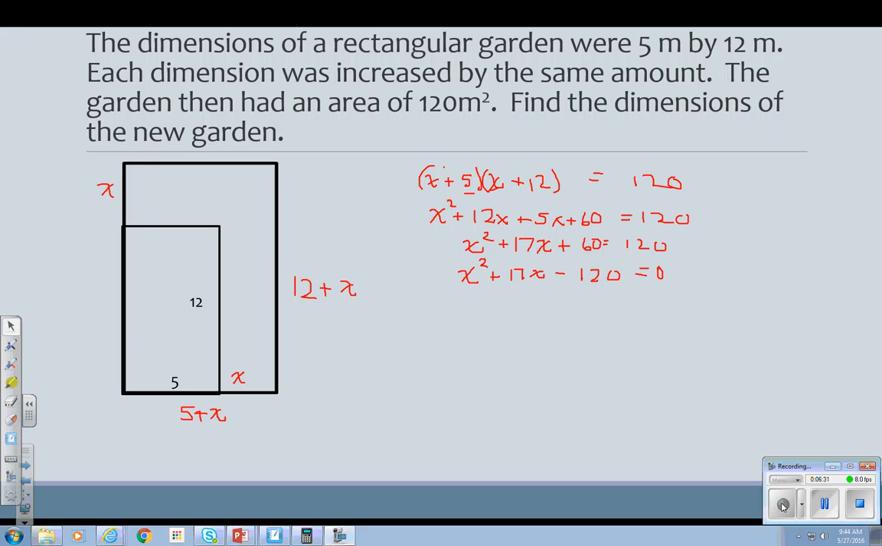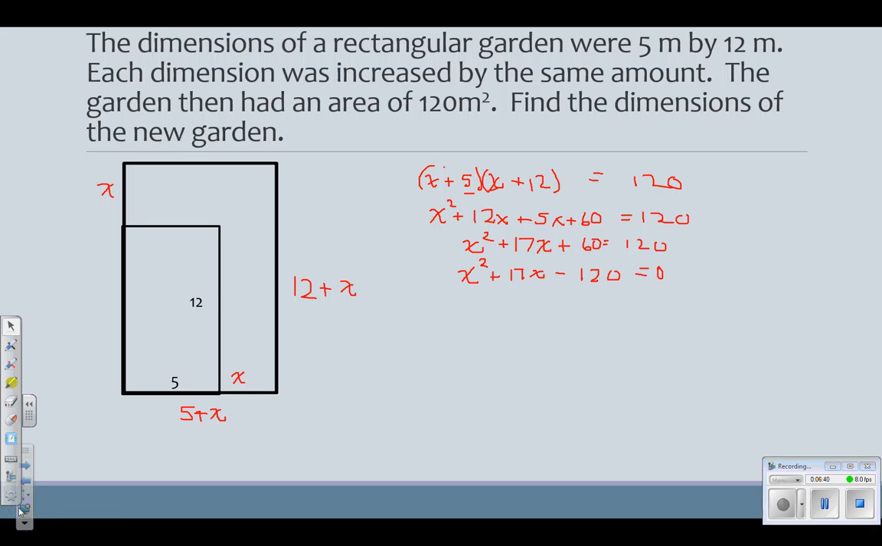Jaden caught me. Thank God he's here. It should be negative 100 or negative 60. Go, Jaden. You deserve a pencil. All right. So this should be negative 60. I should probably do all these in front of a class.